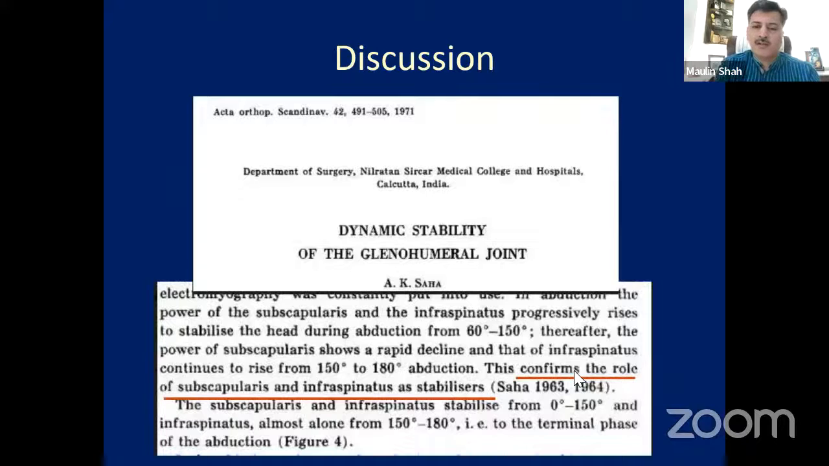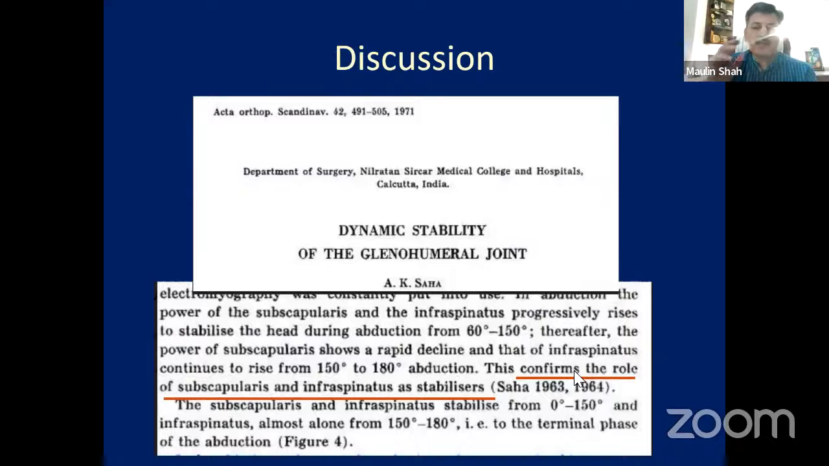Now, our own Dr. AK Saha from Calcutta has studied this dynamic stability of the glenohumeral joint in great detail. And if you're interested in learning this subject, I must recommend this paper to all of you that was published in Acta Orthopaedica Scandinavica in 1971. And such phenomenal knowledge this gentleman had at that time in the absence of CT and ultrasound. They have mentioned that the subscapularis in front and infraspinatus from the back play a very important role as a stabilizer of the shoulder while we abduct the limb.